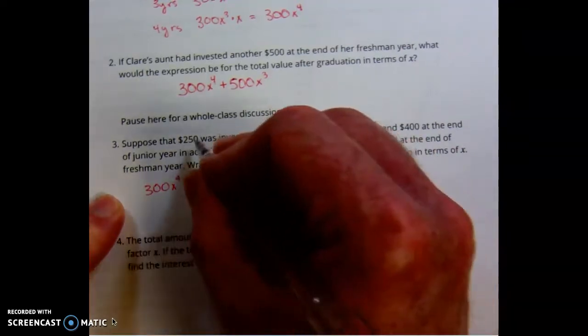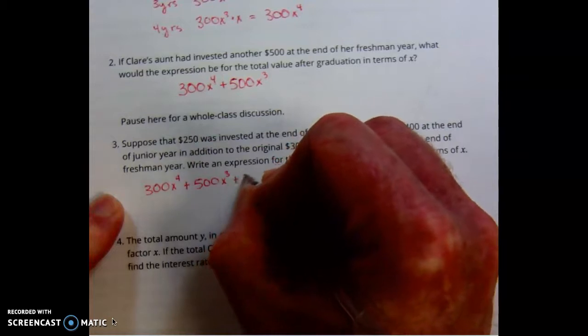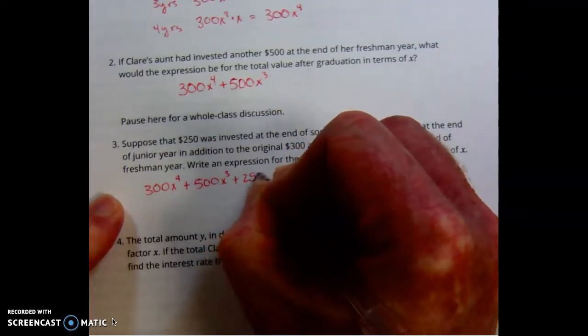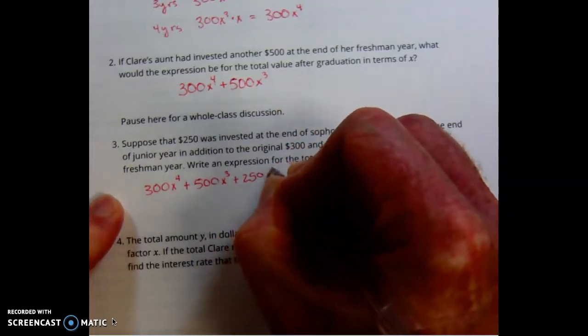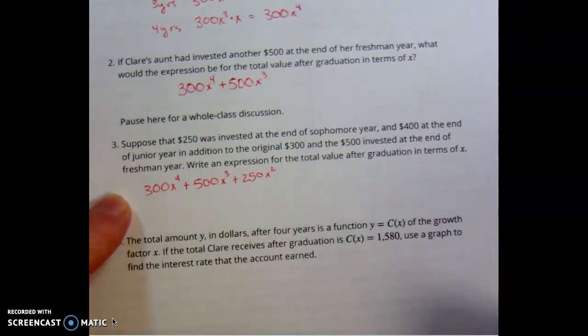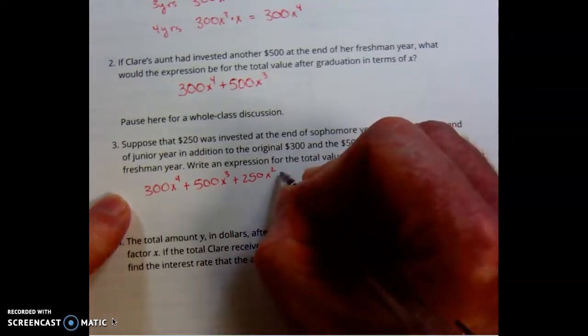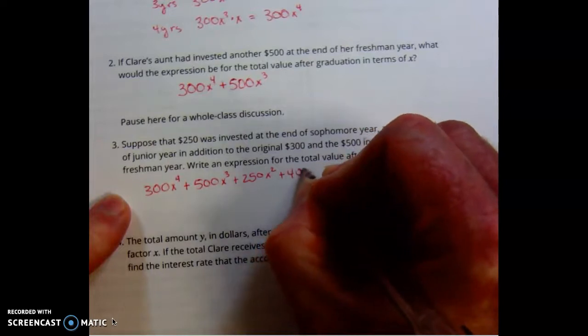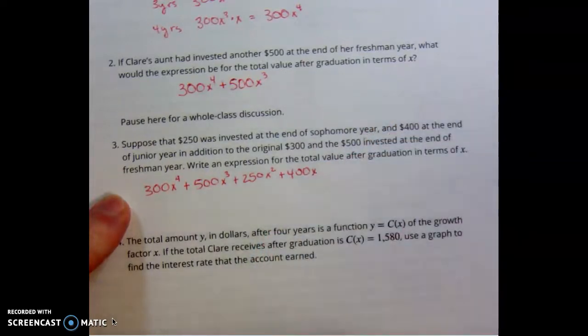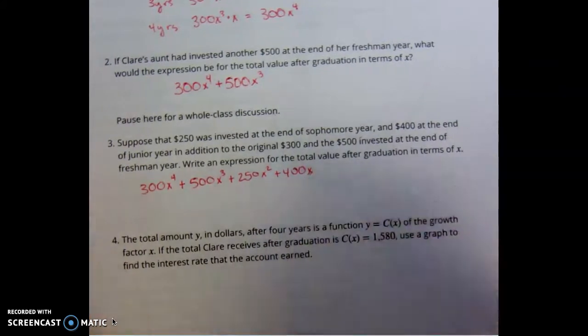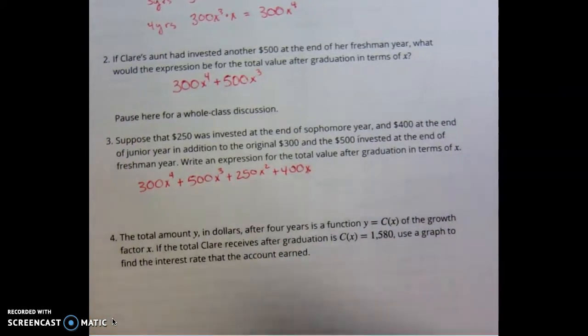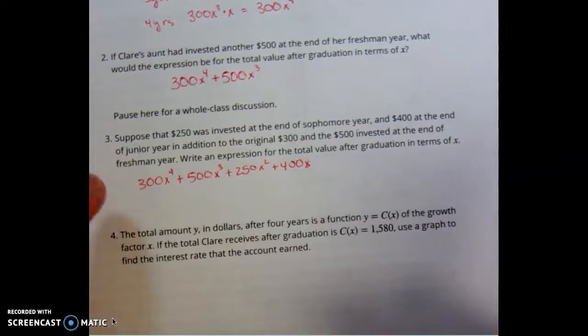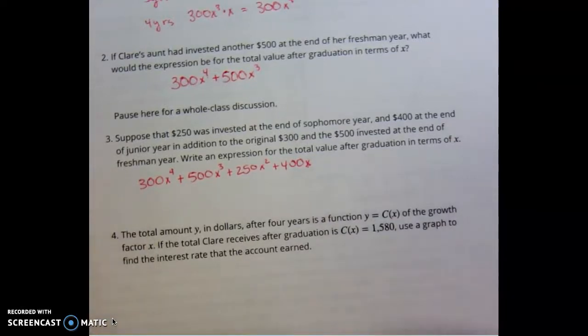At the end of sophomore year, $250 was added to it. That's going to sit for 2 more years. At the end of her junior year, another $400 was added. That's going to sit there for another year. And then she graduates and she gets the money. So we've got her total investment.